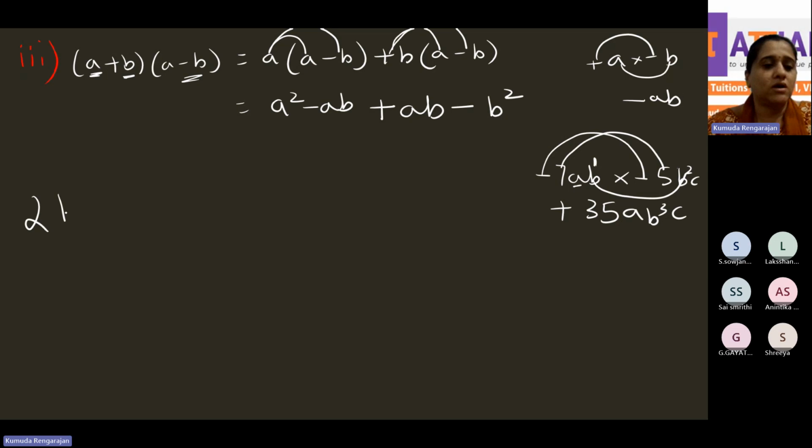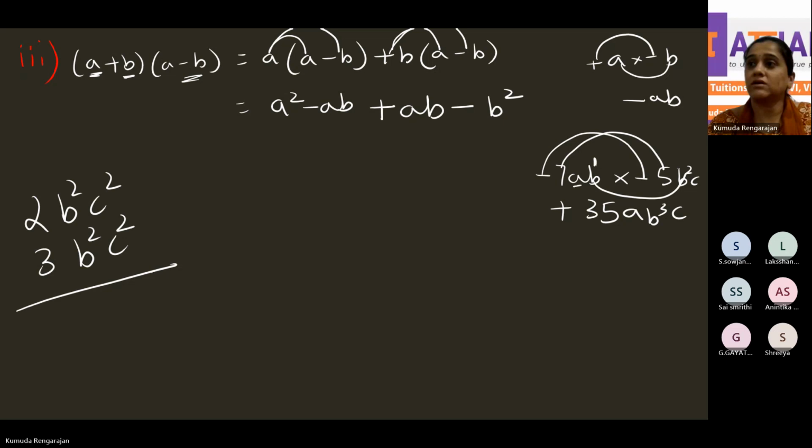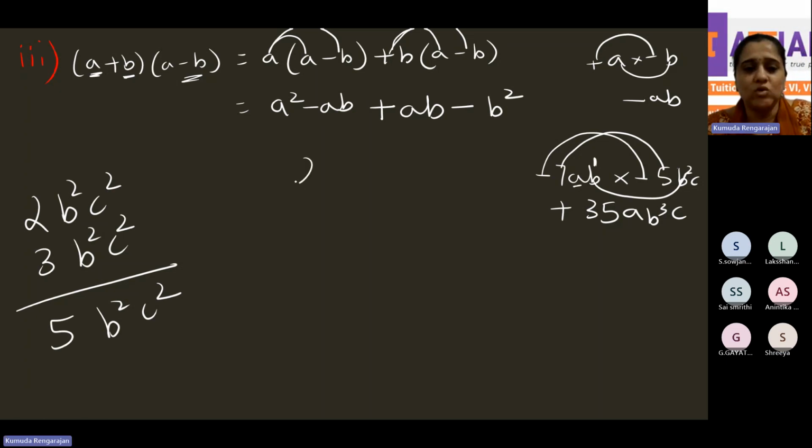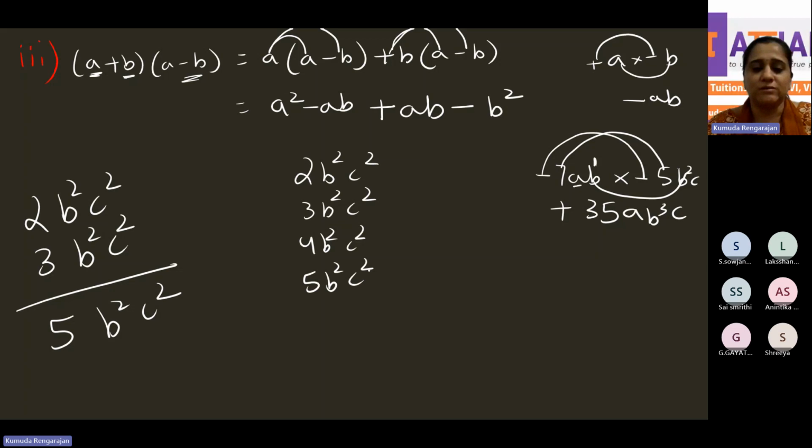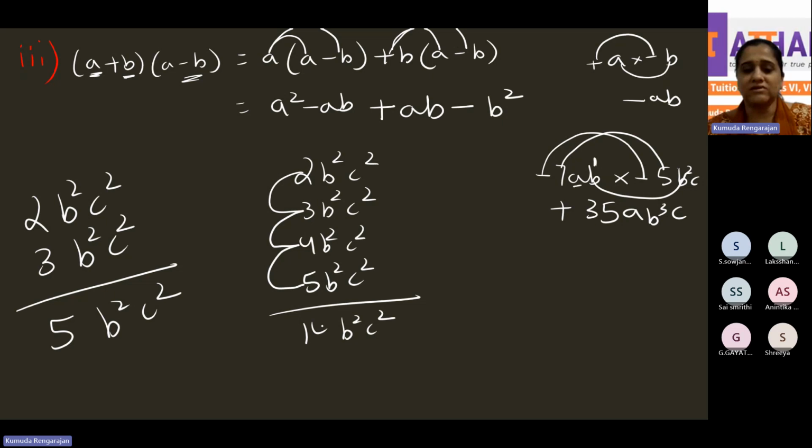What is 2 b square c square plus 3 b square c square? B square c square will come down as it is, because when you're adding or subtracting like terms, b square c square stays as it is. 2 plus 3, 5. See, supposing you have 2 b square c square, 3 b square c square, 4 b square c square, 5 b square c square. They're all like terms. And if you have to add them, b square c square as it is. 2 plus 3, 5. 5 plus 4, 9. 9 plus 5, 14. This is the answer.